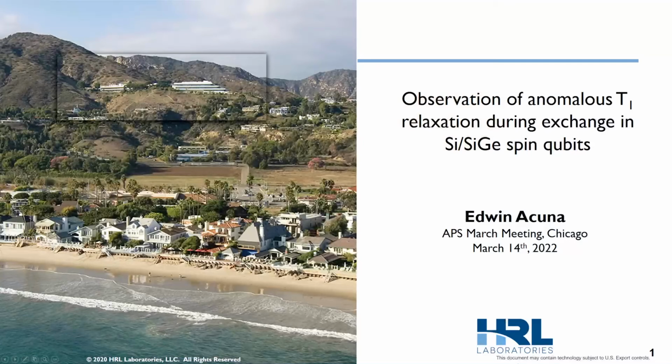Hi, my name is Edwin Acuna. I'm from HRL Laboratories, located in Malibu, California. And today I'll talk about our observation of anomalous T1 relaxation during exchange in silicon-silicon germanium spin qubits.